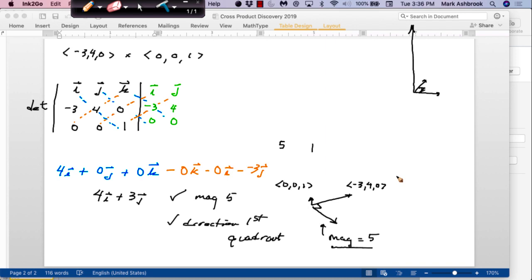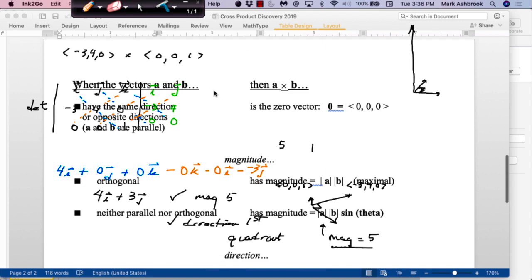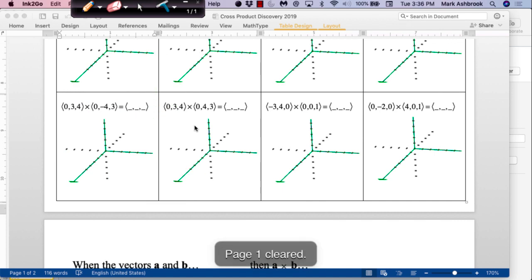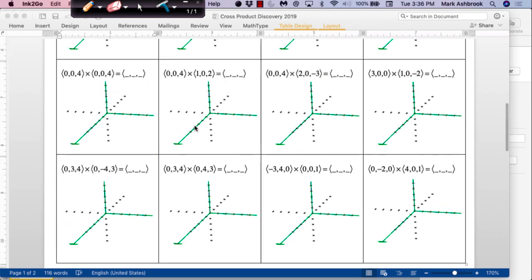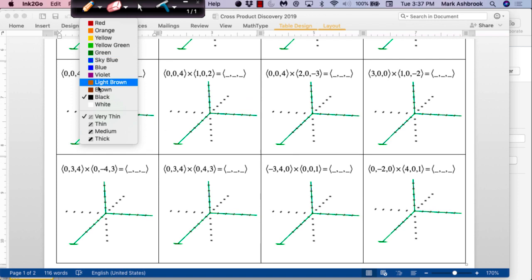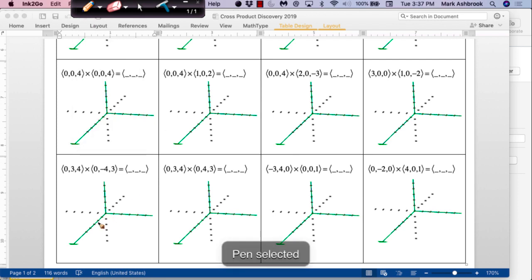So should we try one more from the sheet here, maybe with fewer zeros? Oh, you want to do bottom left? Sure, let's do bottom left. Sketch 0, 3, 4. And then 0, -4, 3.